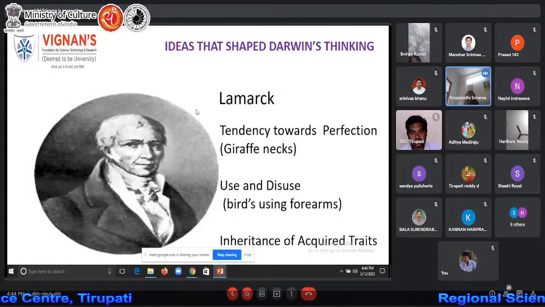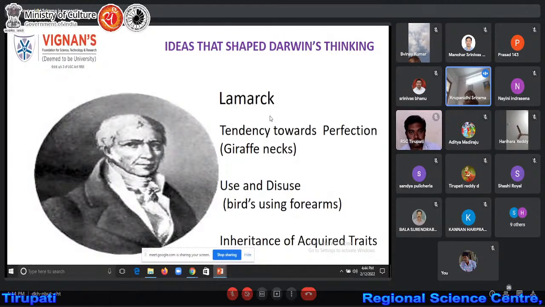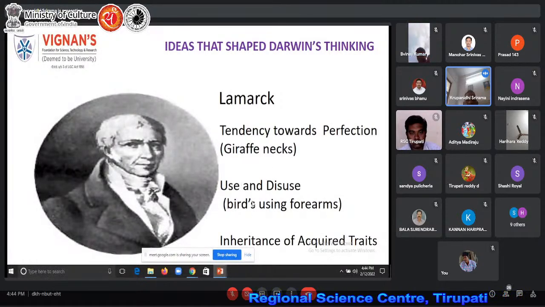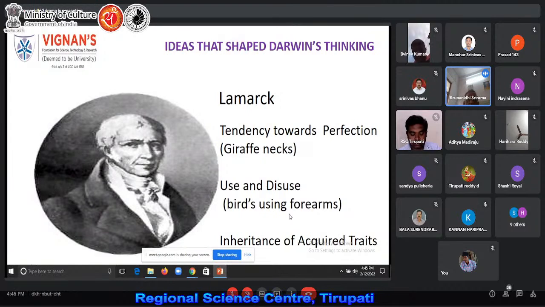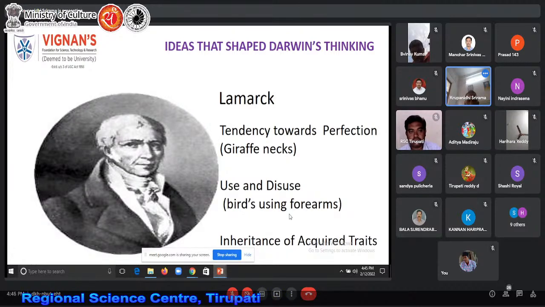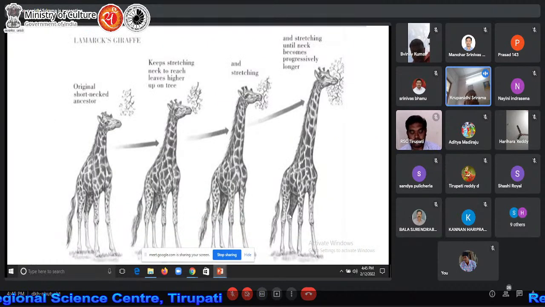Now, the ideas that shaped Darwin's thinking also included Lamarck's use and disuse theory, which Charles Darwin had gone through, wherein there is a tendency towards perfection. Lamarck proposed the use and disuse theory, for example birds using their forelimbs. Unfortunately, Charles Darwin, as I indicated earlier, could not go through Gregor Mendel's theories of inheritance, though Mendel was a contemporary from Austria in Europe. So this was Lamarck's classical example, which everyone must have gone through very nicely.